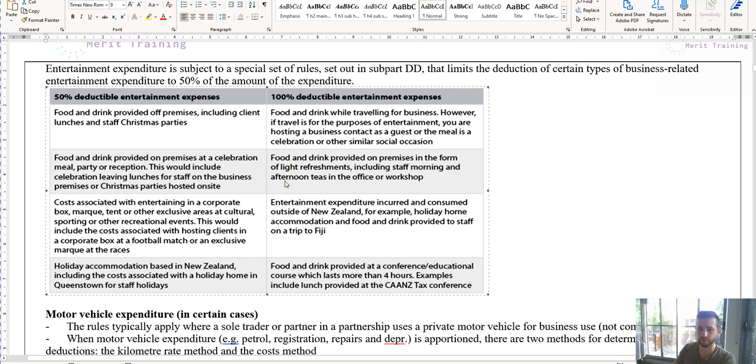So the 100% deductible ones, as you can see, all have a direct nexus to carrying on a business or generating assessable income. So for example, traveling for business will be fully deductible. Food and drink on premises, including afternoon teas in an office or workshop, right? That's connected to the business itself. Entertainment expenditure incurred and consumed outside of New Zealand, for example, holiday home accommodation, drinks provided to staff on a trip to Fiji, only because it's outside of New Zealand. And then finally, food and drink provided at a conference lasting more than 4 hours. Otherwise, it would fall under this category here, which is on-premises meal, party, or reception.